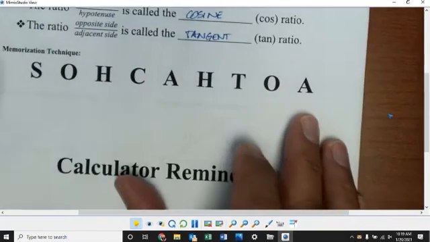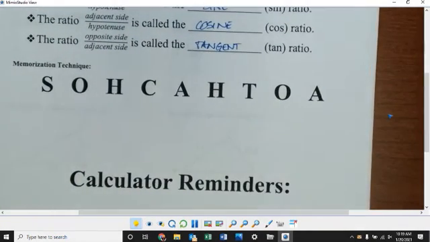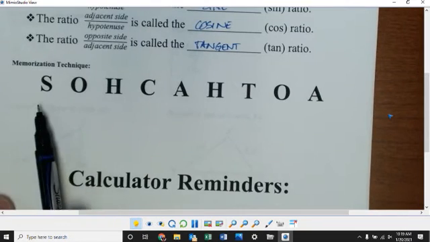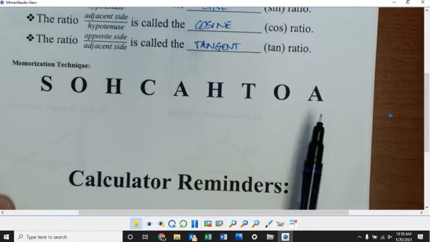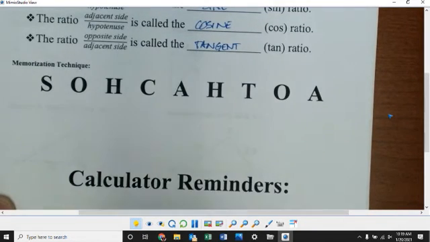Now, there is a handy-dandy mnemonic, and it goes with an Indian chief who was so fascinated by the study of trigonometry that he decided to name his son in such a manner that all the world, or at least all the English-speaking world, would know how to organize the trigonometric ratios. And that is this Indian name, Sohcahtoa. So the Indian was named Sohcahtoa.